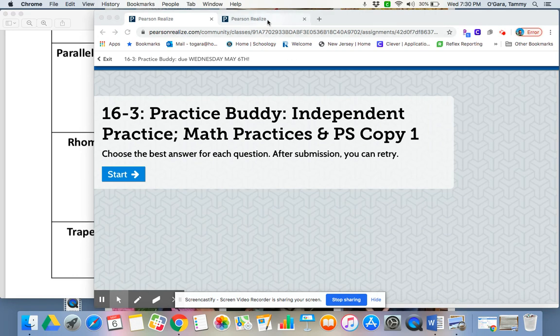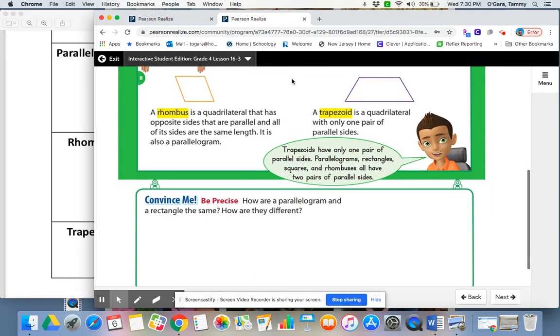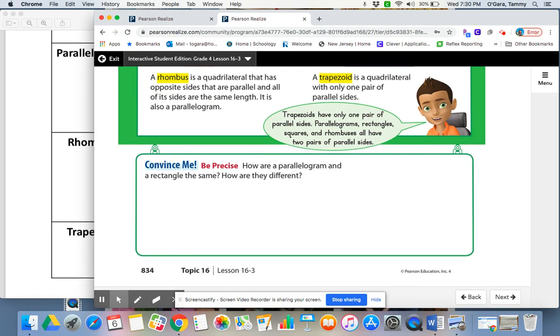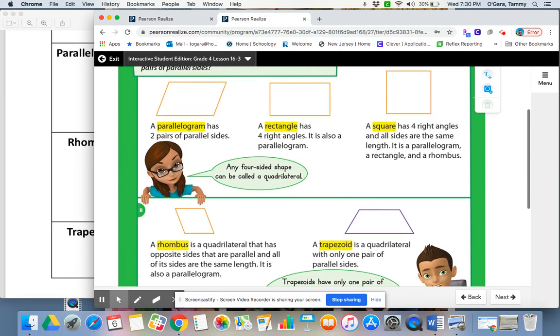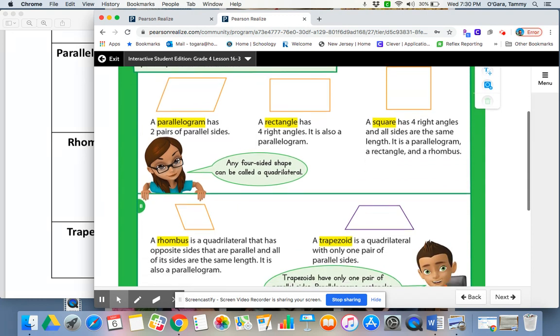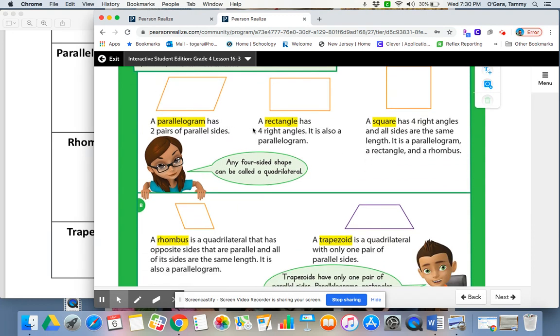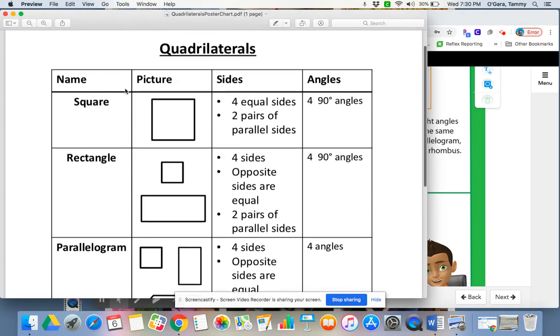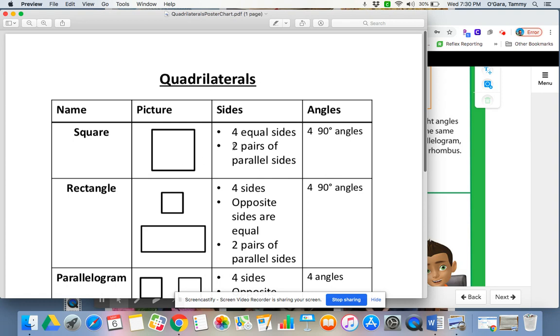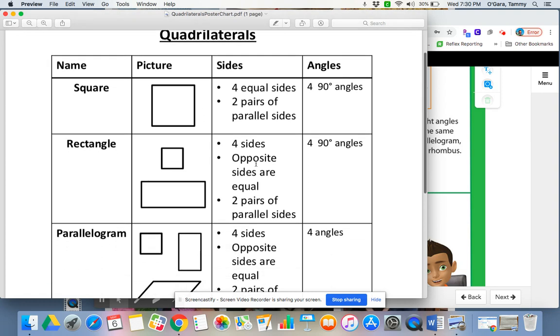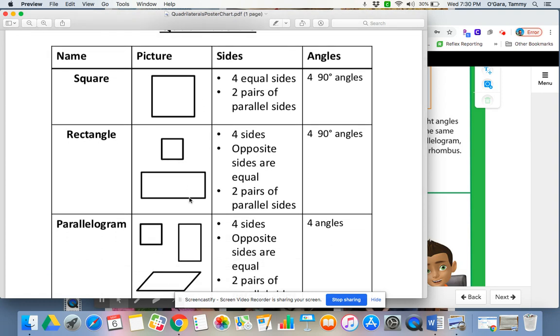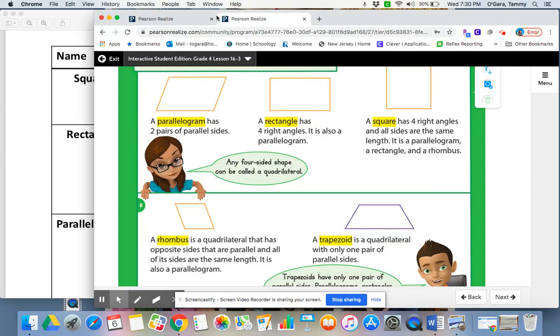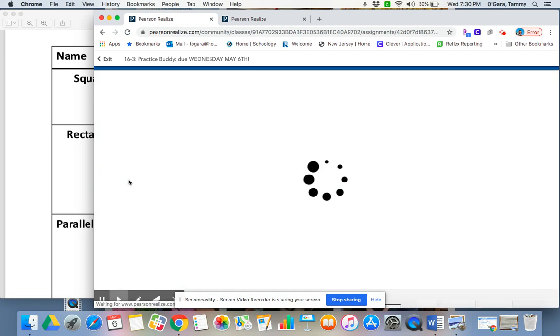I would be using my book, page 834, because on page 834, it lists the different types of quadrilaterals. It gives the definitions, and it gives some characteristics of each one. And then I also have this other chart here that I'm going to be using, which talks about the different characteristics of quadrilaterals and how some quadrilaterals can be more than one type of quadrilateral. So let's go ahead and get started.